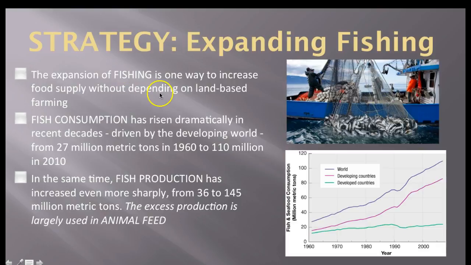Fish consumption has risen dramatically in the last few decades, going from about 27 million metric tons in 1960 to 110 million in 2010. However, at the same time, fish production has increased even more sharply, from 36 to 145 million metric tons. This extra production of fish does not simply go to humans to consume. A lot of it goes to animal feed on land, chicken, beef, any other kind of livestock.